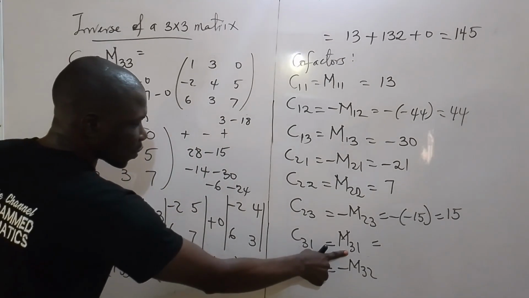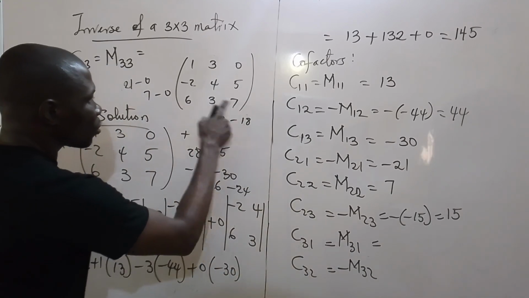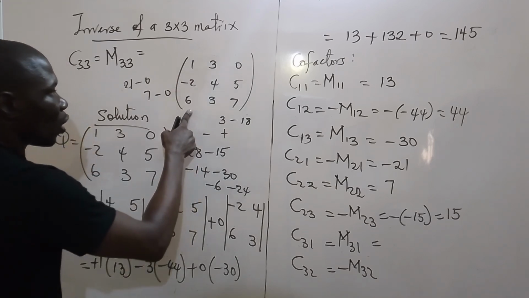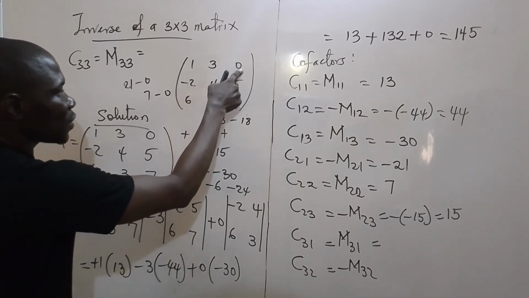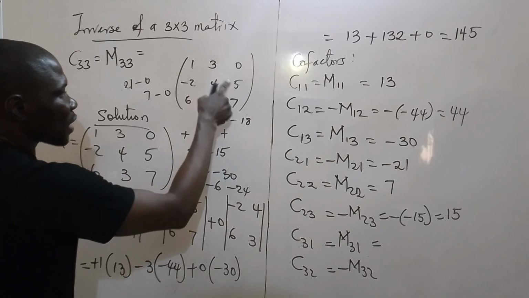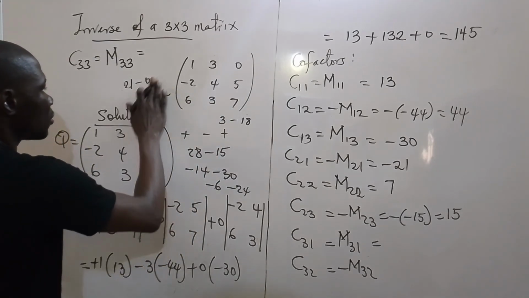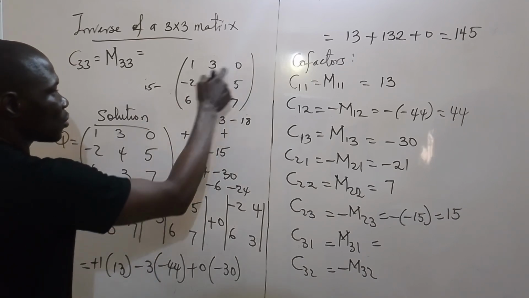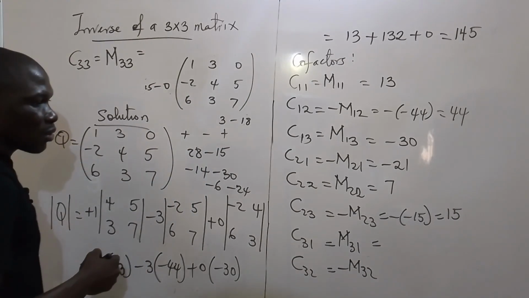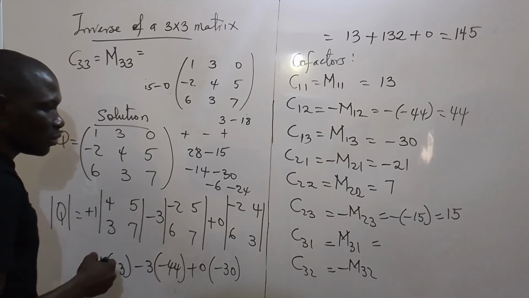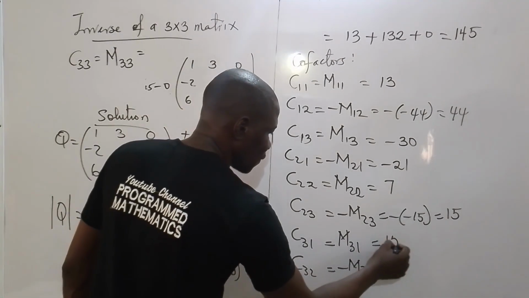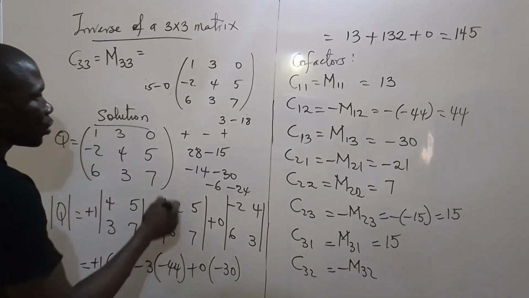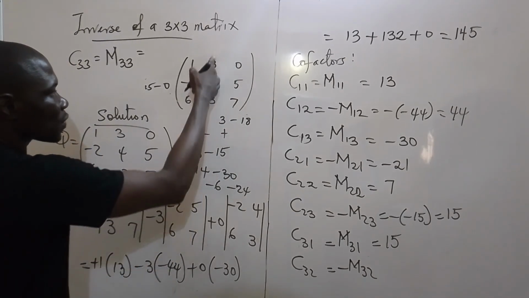Now, M31 is third row, first column. Delete those two. Third row, first column. So we're left with 3, 0, 4, 5. 3 times 5 is 15. Okay, so we have 15 minus 4 times 0, which is 0. 15 minus 0 is 15. So this will give 15 here. That's M31.